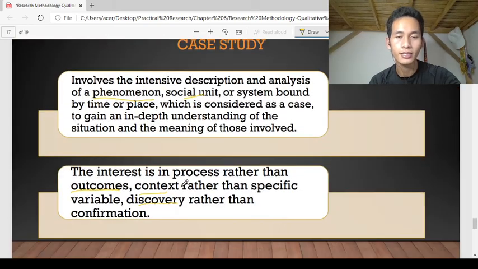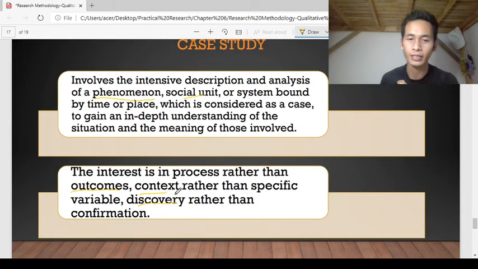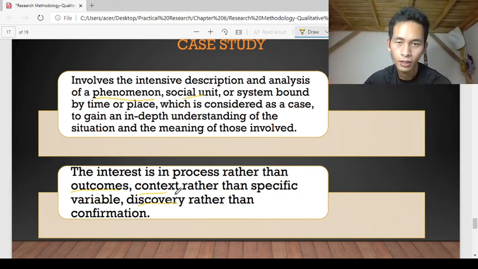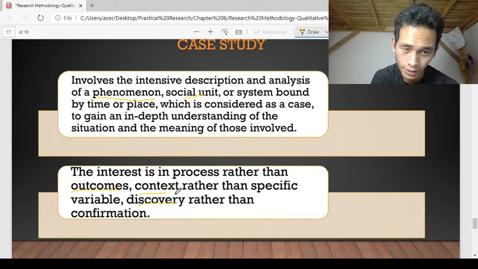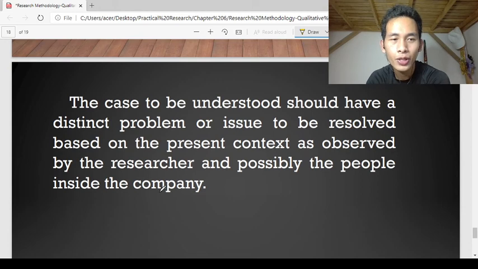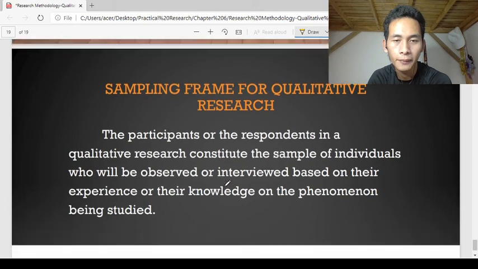So this is case study. You are studying a certain case. So you are understanding not the outcome of the case but the process, right? Understanding the context, the discovery rather than confirmation. The case to be understood should have a distinct problem or issue to be resolved based on the present context as observed by the researcher and possibly the people inside the company.